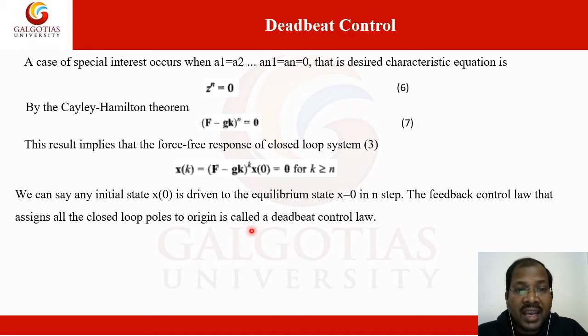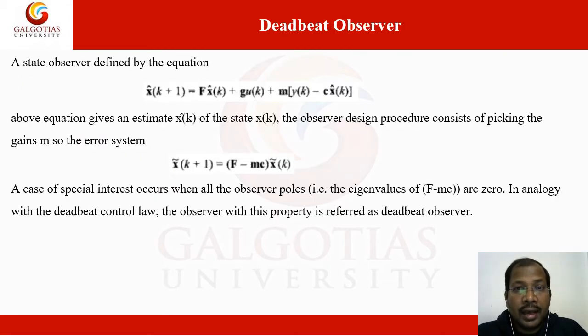So we can say any initial state x(0) is driven to the equilibrium state in n steps. The feedback controller that assigns all closed loop poles to the origin is called a deadbeat controller. Here the closed loop poles are at the origin, so it is called a deadbeat controller. The initial state x(0) is driven to 0 in n steps and stays at the origin. So this is the deadbeat controller.